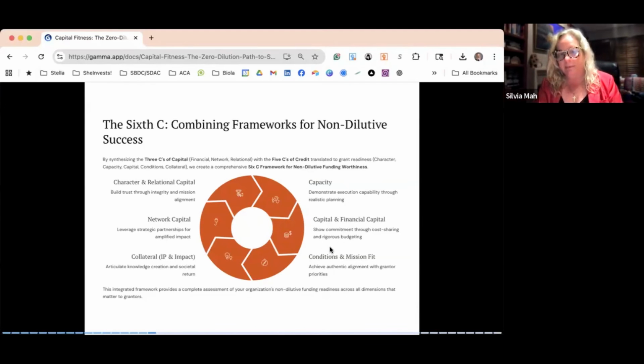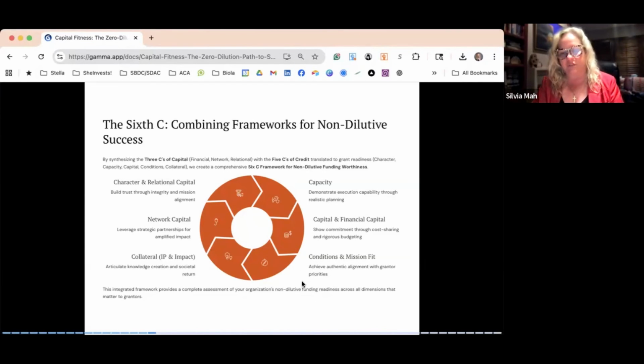Capital and financial capital is commitment through cost sharing, rigorous budgeting, and being good financial stewards of the money that you're bringing into your company and the revenue that you're bringing in. Is all that being taken care of very purposely? Yes, you're good to go.